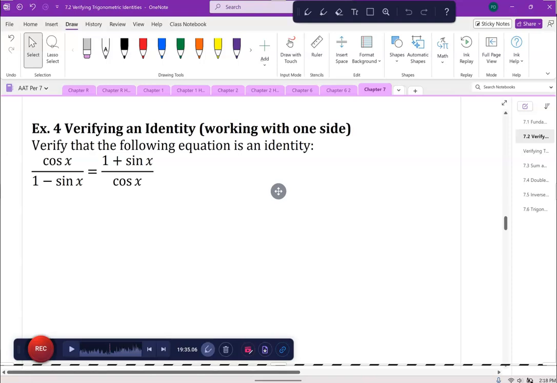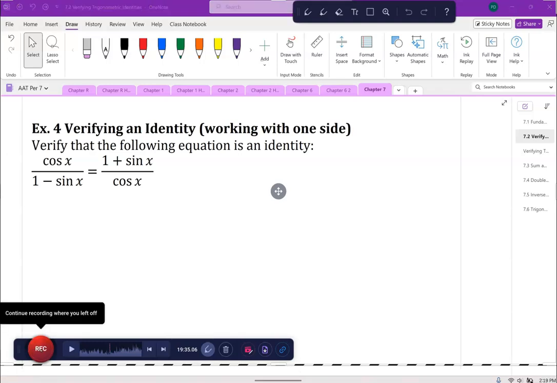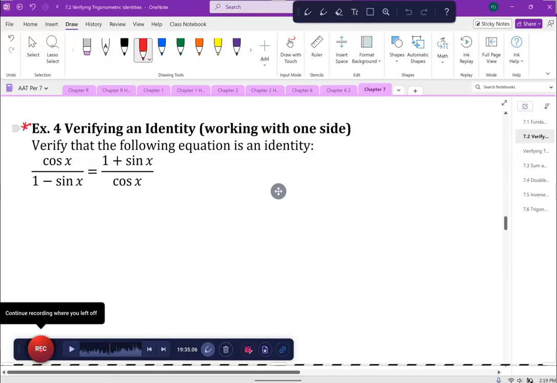We'll go to working on one side again. Notice it says verify that the following equation is an identity. And this is kind of a special one. I'm going to put a little star by here because this is one of those ones, and we encounter these every so often, that unless somebody shows you how to do this, you're not going to stumble on the right way to verify this one. This is one of those tricky ones that unless you've seen it done or somebody gives you a hint, you're never going to try this.